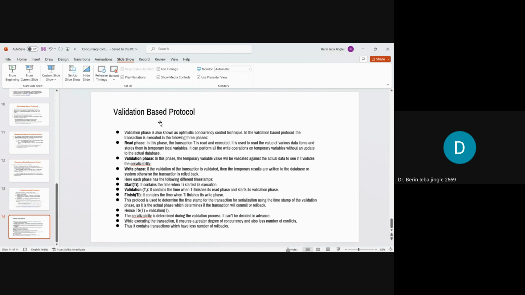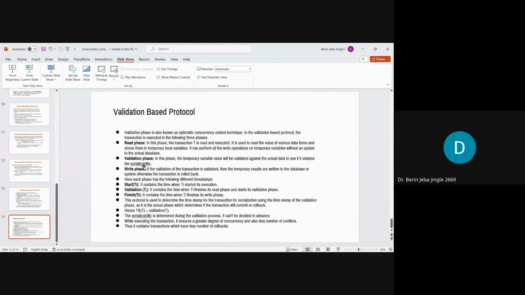Okay, so these are the three phases. First phase, read phase. Second phase, validate phase. In the first phase, it reads and stores the data items in a temporary local variable. Only once we perform the write operation will it be updated in the actual database.